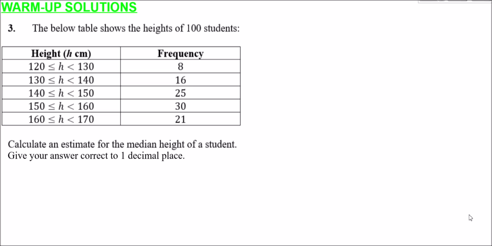Number 3 of the warm-up, we've got this table showing the heights of 100 students, and we're asked to calculate an estimate for the median height of a student, and to give the answer correct to 1 decimal place. So this is going to be a job of interpolation. Remember, the ClassWiz is very powerful, can do loads, but it can't help us when it comes to estimating positions, measures of position in grouped frequency tables. So here, the ClassWiz would generate a mistake. We need to use this process of interpolation and do the work manually.